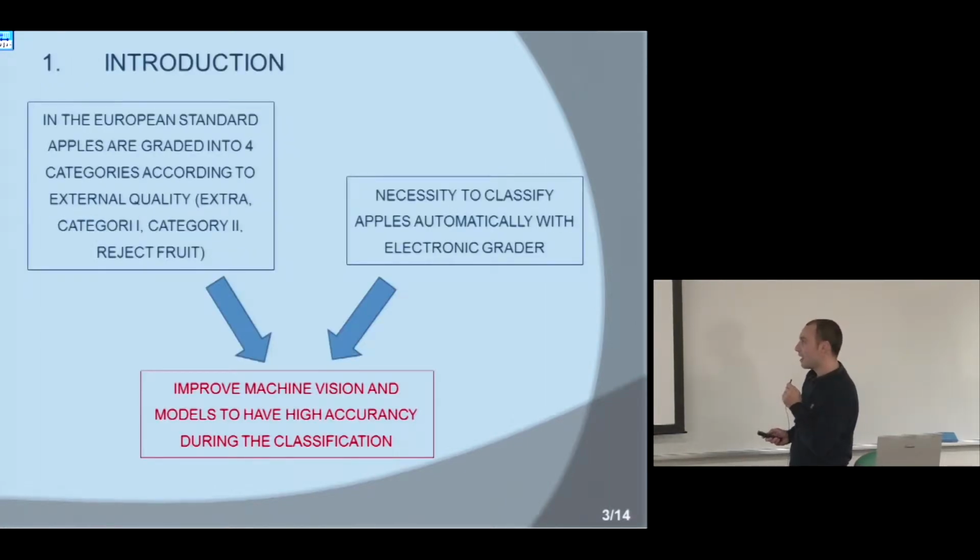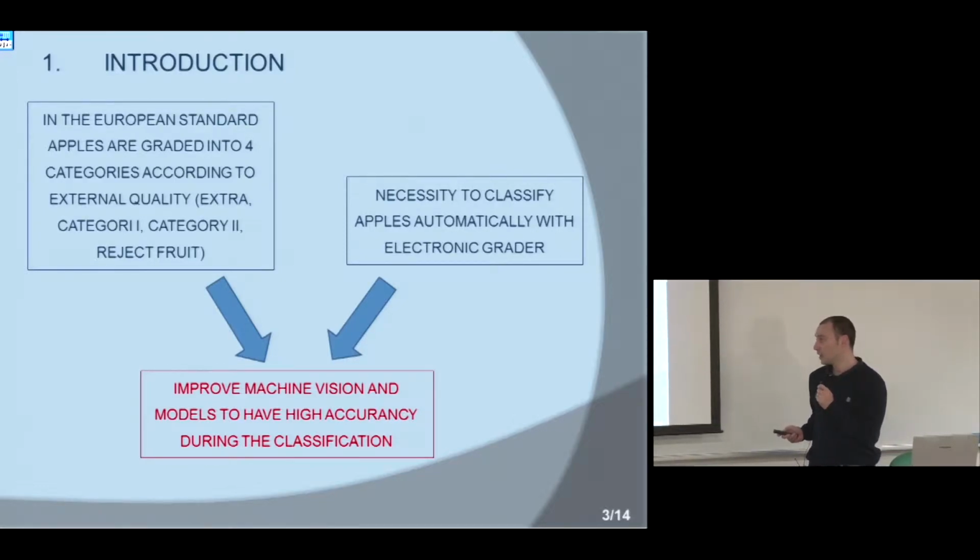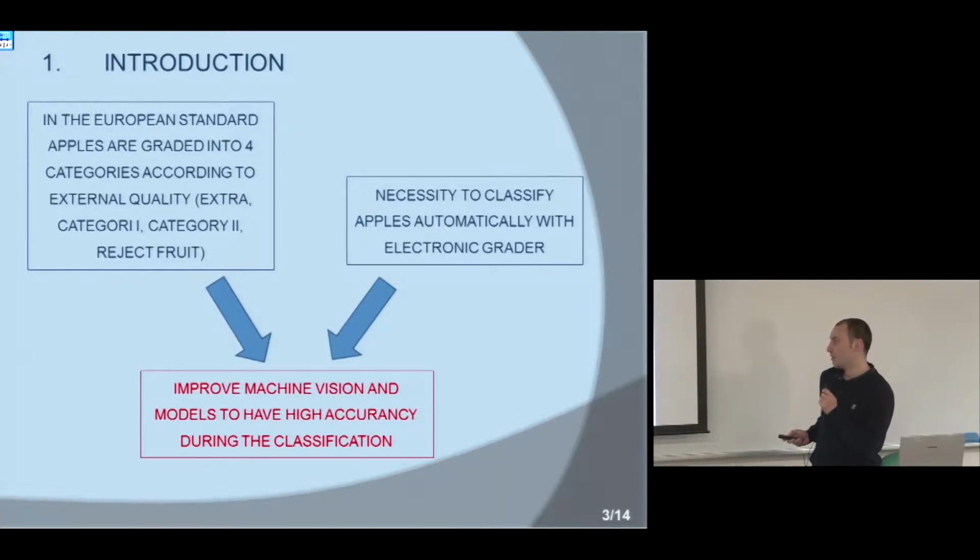In the European standard, apples are graded into 4 categories according to the external quality. So we have the extra quality, category 1, category 2, and reject fruit. And we also have the necessity to classify apples automatically with an electronic grader. This gives us the necessity to improve machine vision and models to have high accuracy during the classification.